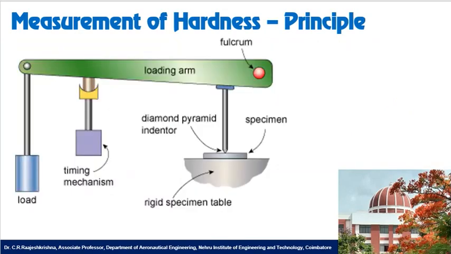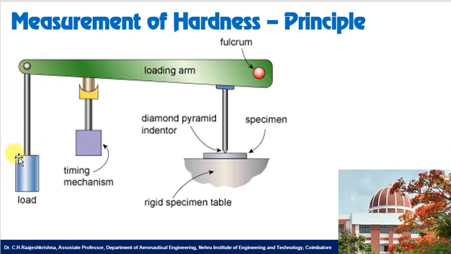Hardness measurement principle. Consider this mechanism. This mechanism is used to apply the load on the workpiece for measuring the hardness. Here you have a lever. Here is the fulcrum, which is nothing but a hinged point. Based on this, you have a long loading arm. Here you have a timing mechanism, and here you have a load adding mechanism.